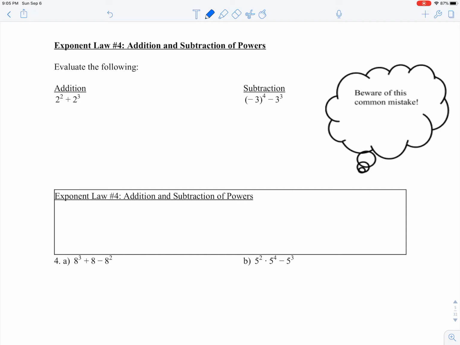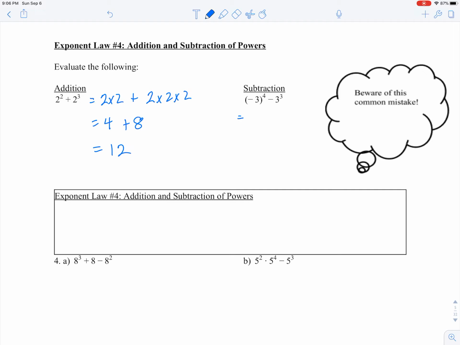So in this one, if we were to put it in our calculator, 2 to the 2 is 2 times 2, which is 4. And then we would add 2 times 2 times 2, which is 8. So we would get 12. So following order of operations, we know the answer is 12.